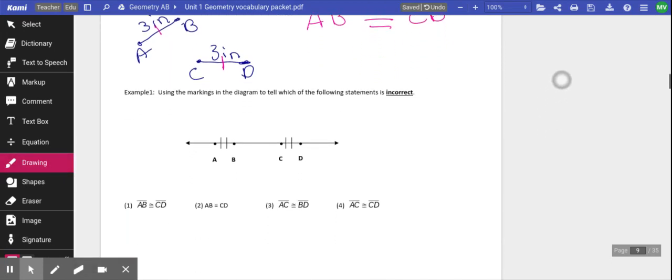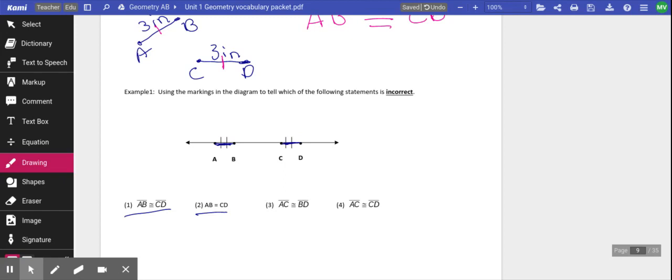Example, using the markings, which of the following statements is incorrect. So if we look, it's indicating that this part is congruent to this part. So that means AB is congruent to CD. So that's choice 1, that's congruent. If AB is congruent to CD, that means they're equal in measure. So that's part 2. Now it says AC is congruent to BD.